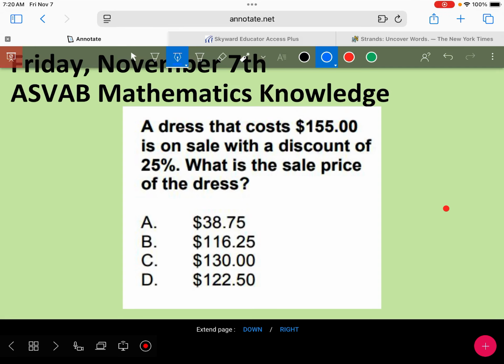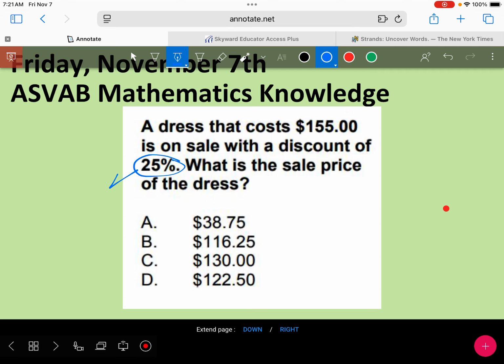And it's talking about how to find percentage. So if a dress costs $155 and it is on sale with a discount of 25% off, what is the sales price of the dress? So there's a couple different ways you can do it.